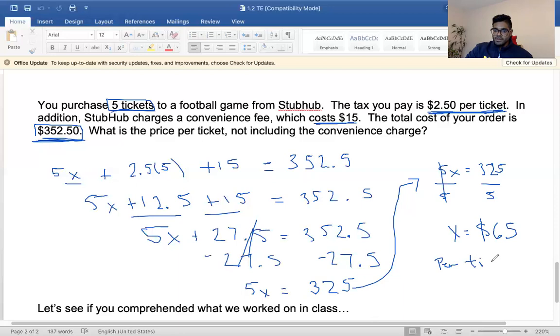So this here is the end of the 1.2 notes.